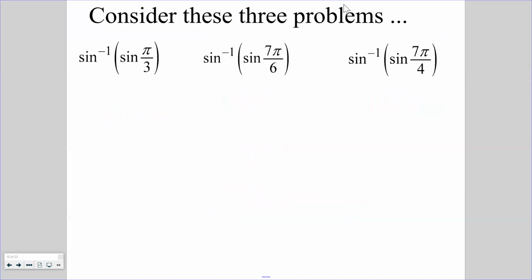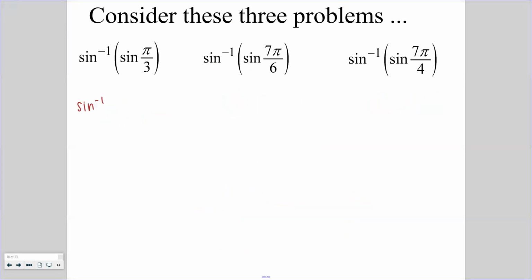Okay, so consider these problems. We've got the inverse sine of the sine of pi over 3. Okay. Here's what we're going to do. Order of operations, make your life easy. Start on the inside, work your way out.